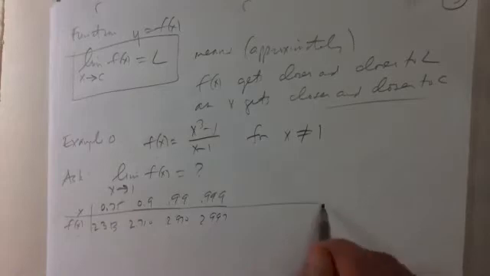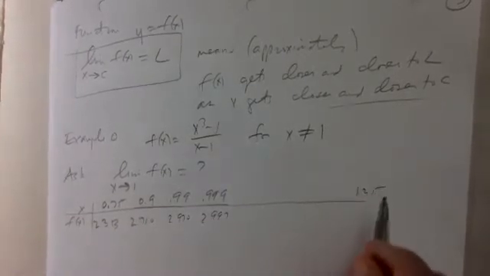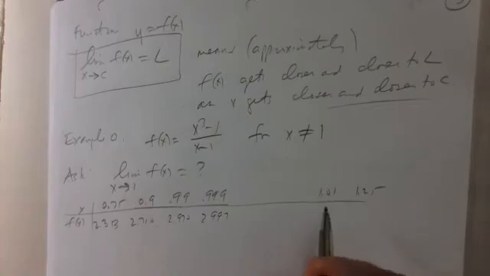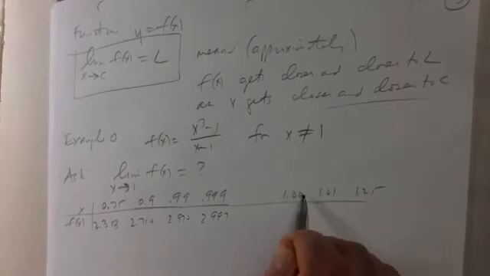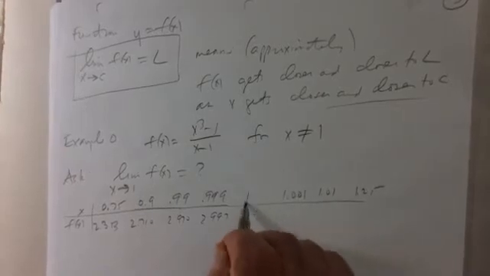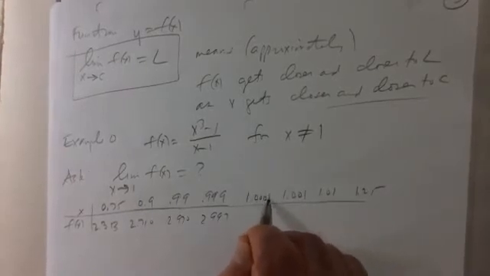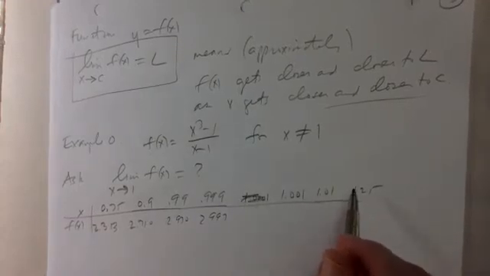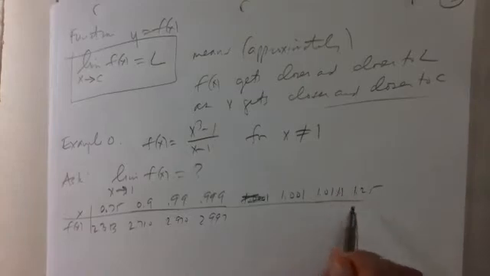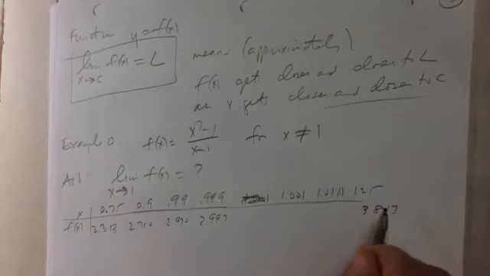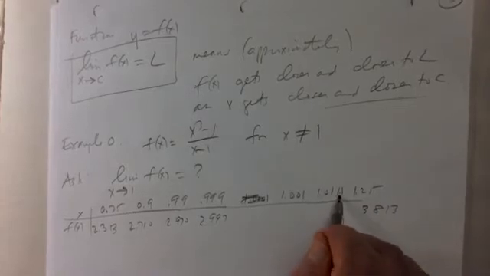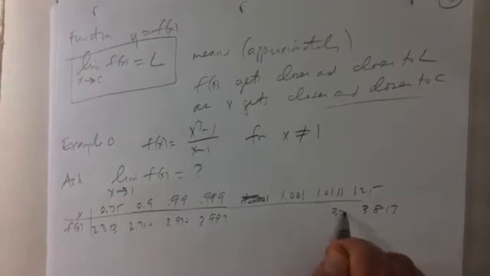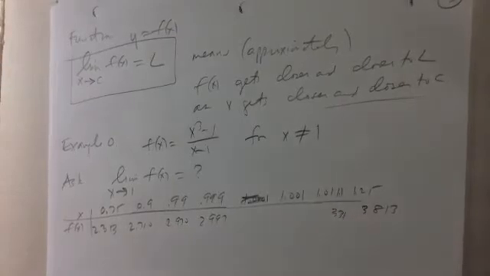Or you could look at numbers bigger than 1. You could have 1.25, or 1.01, or 1.001. So if you look at the table in the book, you get certain values. When x is 1.1, it's 3.31. When x is, give myself some more space.